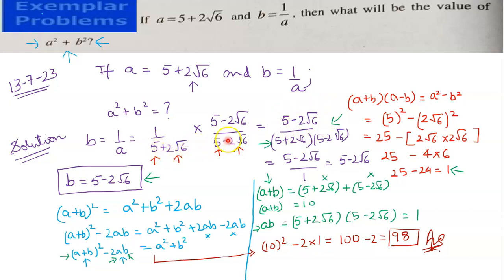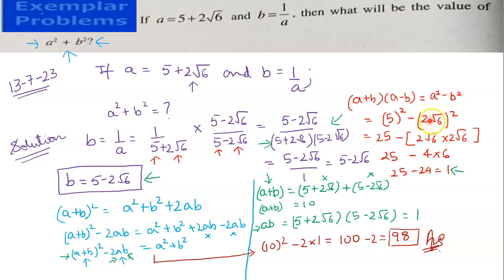See here, 5 minus 2 root 6. A plus b into a minus b is equal to what? See here, I have written the formula. I had explained yesterday also. A plus b into a minus b is a square minus b square. So what is the value of a? 5. What is the value of b? 2 root 6. It is not root 6, it is 2 root 6.